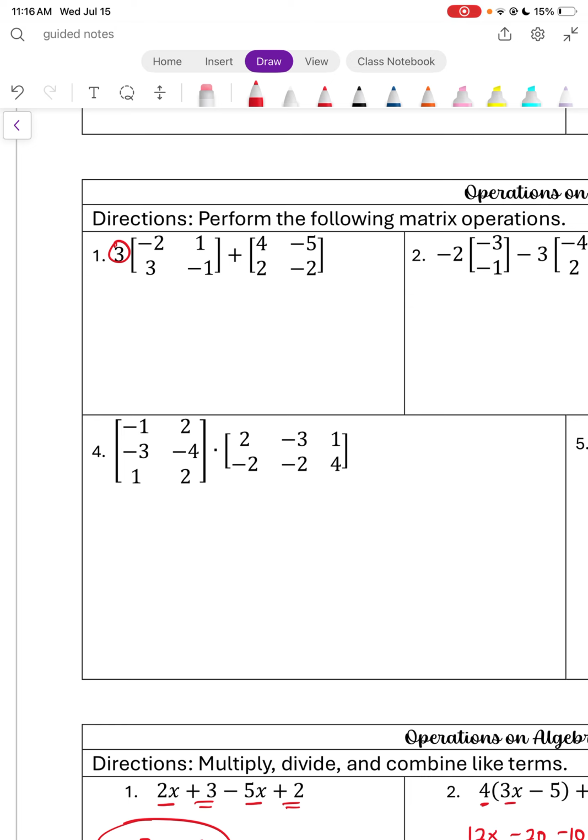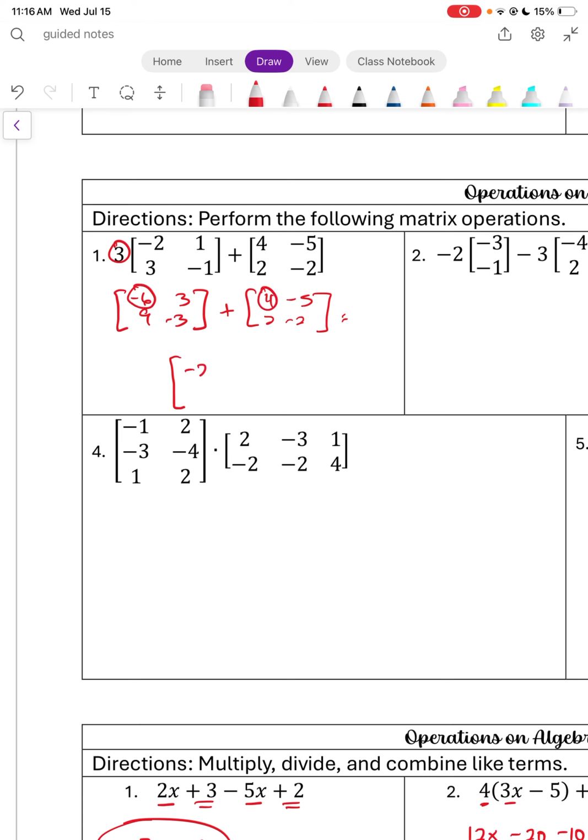It's, again, just like the distributive property. We're going to multiply everything by 3, which gives us -6, 3, 9, and -3. We're going to add it to the second matrix, which is 4, -5, 2, -2. In order to add two matrices, again, they have to be alike, meaning they have to be the same size, and they're going to stay alike. Both of these are 2 by 2s. They're going to stay 2 by 2s. You're simply adding matching components.